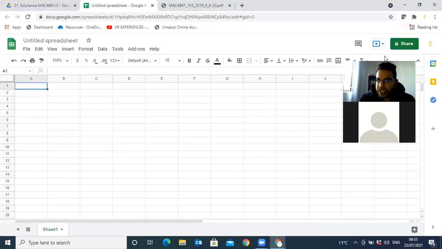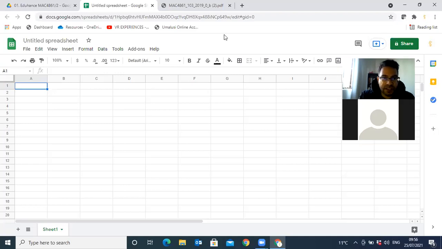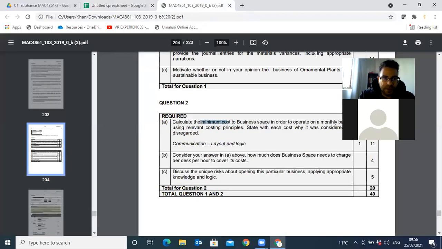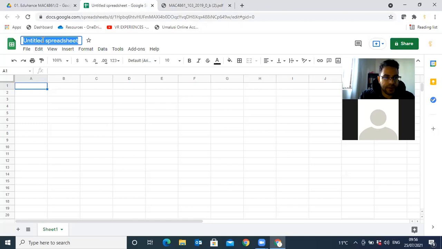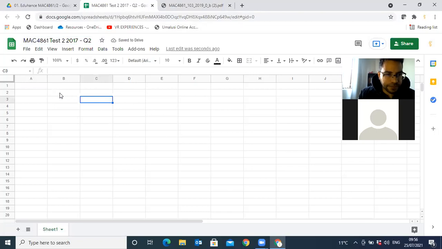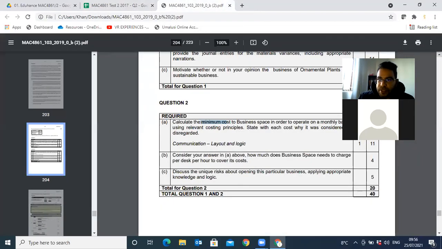You should be able to see Excel, I mean, Google Sheets, whatever it is. So let's see what question is there. Okay, so now we're going to do this question. We're going to switch between the scenario and this sheet. So just go back, remember what they asked us to do.